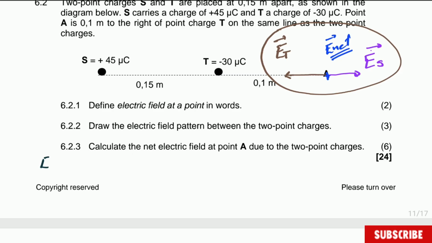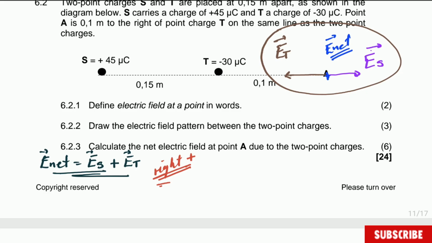Okay, you need to know that the net electric field is equal to the vector addition of electric field S plus electric field T. That is a vector addition. Once you do this one, you are coming now to the point when you select direction. So in this case, we are going to write, for example, right is positive. So the vectors that are pointing to the right are positive, and the vectors that are pointing to the left are negative.